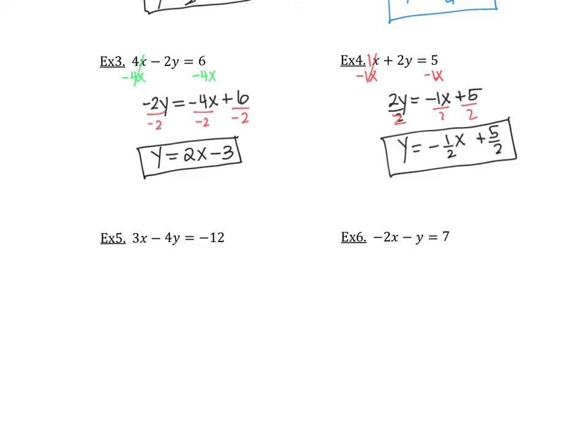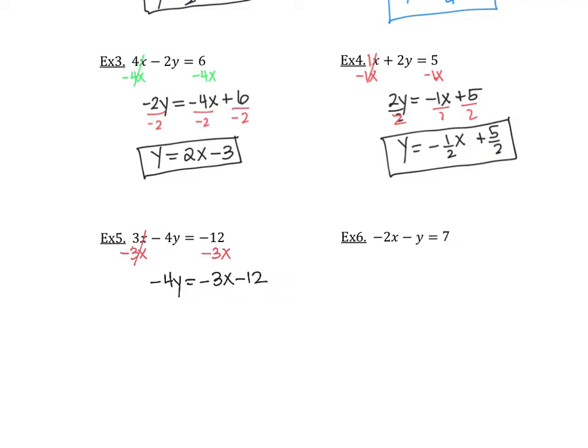Okay, two more, and these ones, we're going to be really careful with our negative signs. Okay, for example 5, 3x minus 4y equals negative 12. Okay, let's see, this is a positive 3x, so I'm going to subtract 3x. Now the 4y has to come down as minus 4y, and I have a minus 3x and a minus 12.